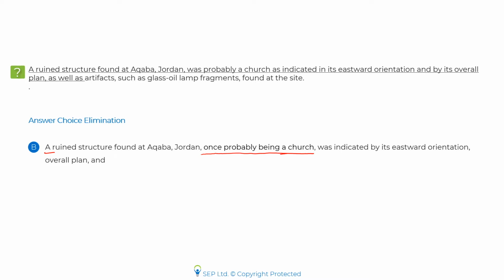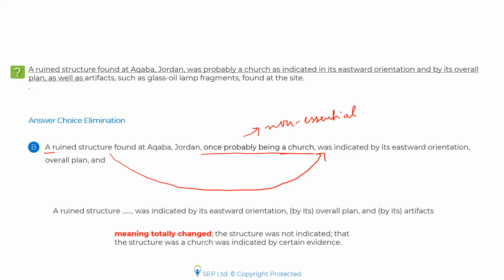It's a modifier for this structure and it has been treated as a non-essential modifier, not an important modifier, something that we can do without. So what we are really saying is a ruined structure was indicated by its eastward orientation, overall plan, and artifacts. That's illogical. The meaning is totally changed. The structure was not indicated. That the structure was a church was indicated by certain evidence.